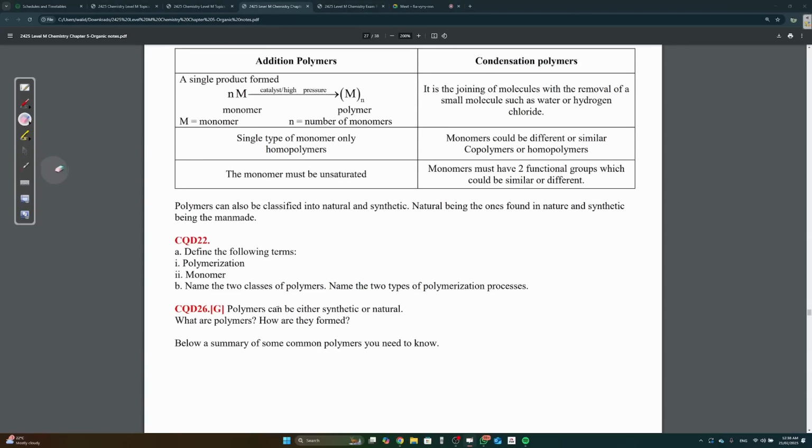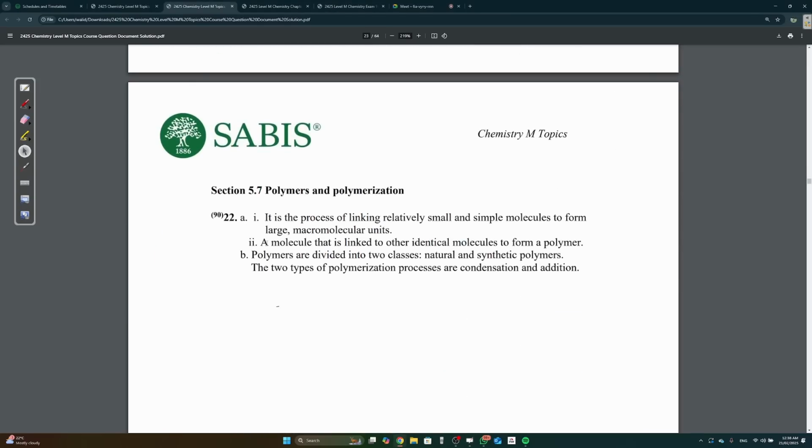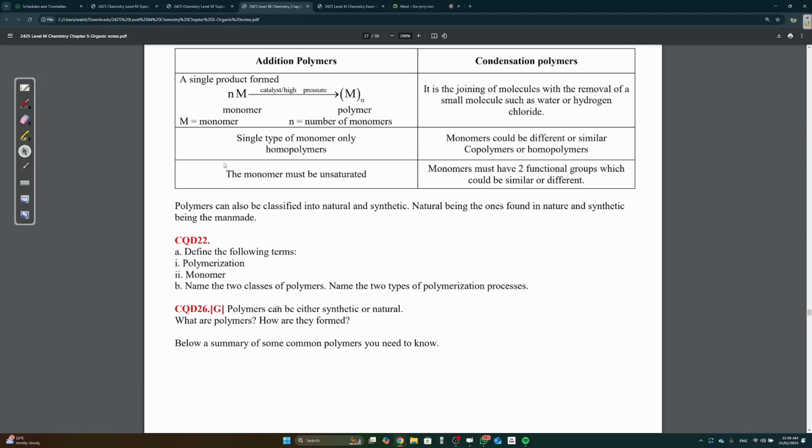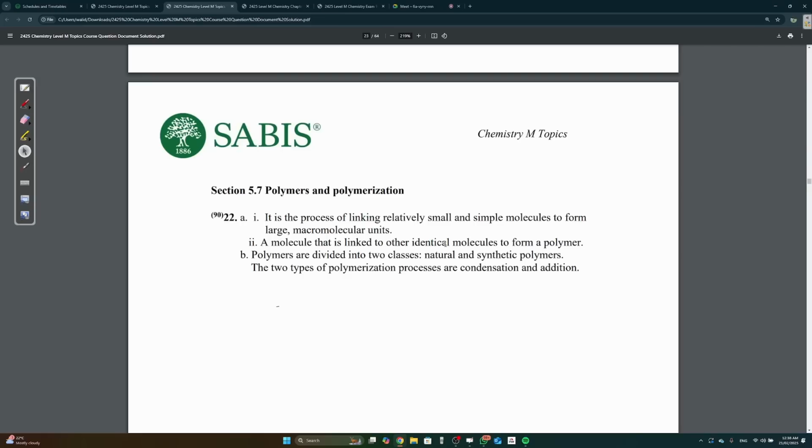Define the following terms. Polymerization. It's the process of linking relatively small and simple molecules to form large macromolecular units. Very easy. Monomer is a molecule that's linked to other identical molecules to form a polymer.